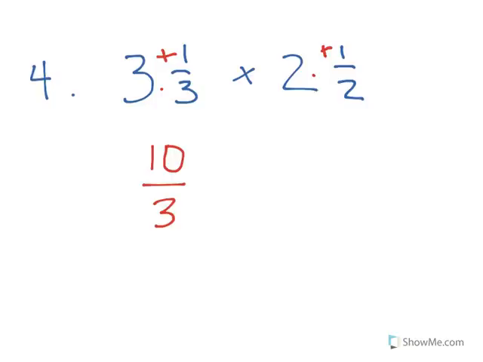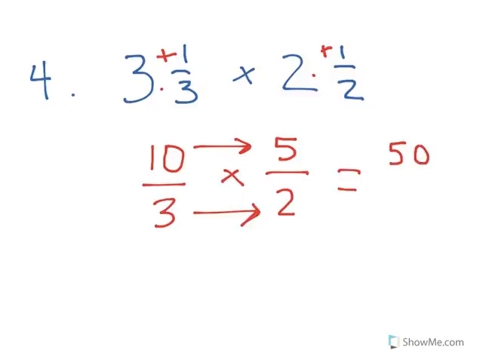10/3 is the same as 3 1/3, times, well, 2 times 2 is 4. 4 plus 1 is 5. Again, keep the denominator the same, 2. So 10/3 times 5/2. 5/2 is the same as 2 1/2, so we're okay. We're not changing anything, we're just rewriting it into a different form so that we can multiply. Again, I'm going to multiply across. 10 times 5 is 50, and then 3 times 2 is 6.